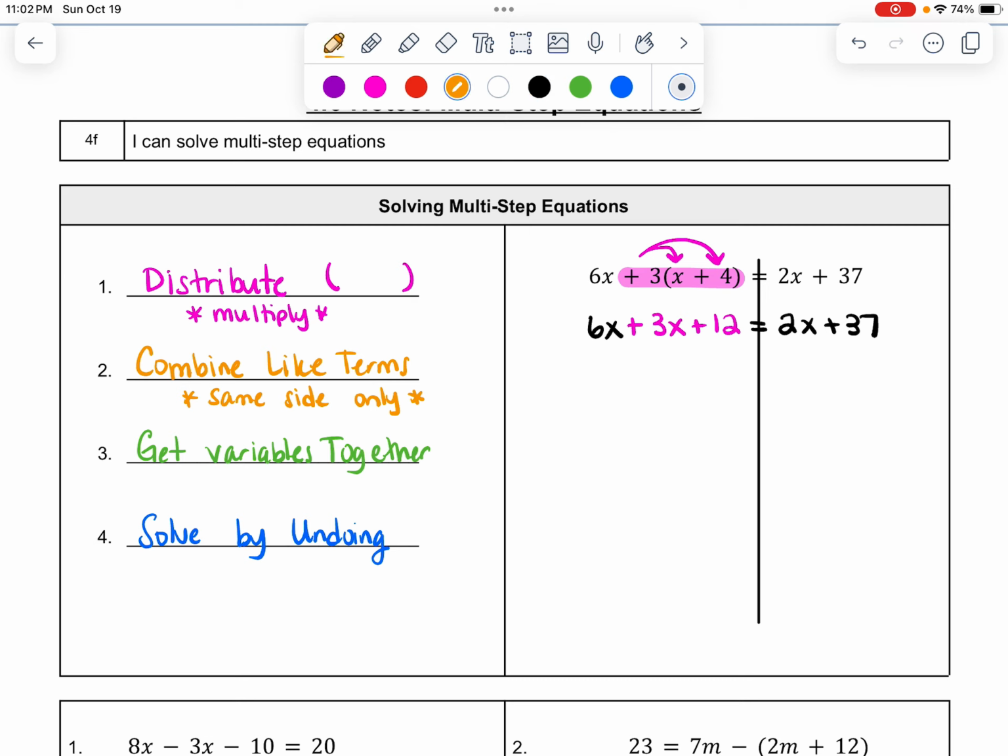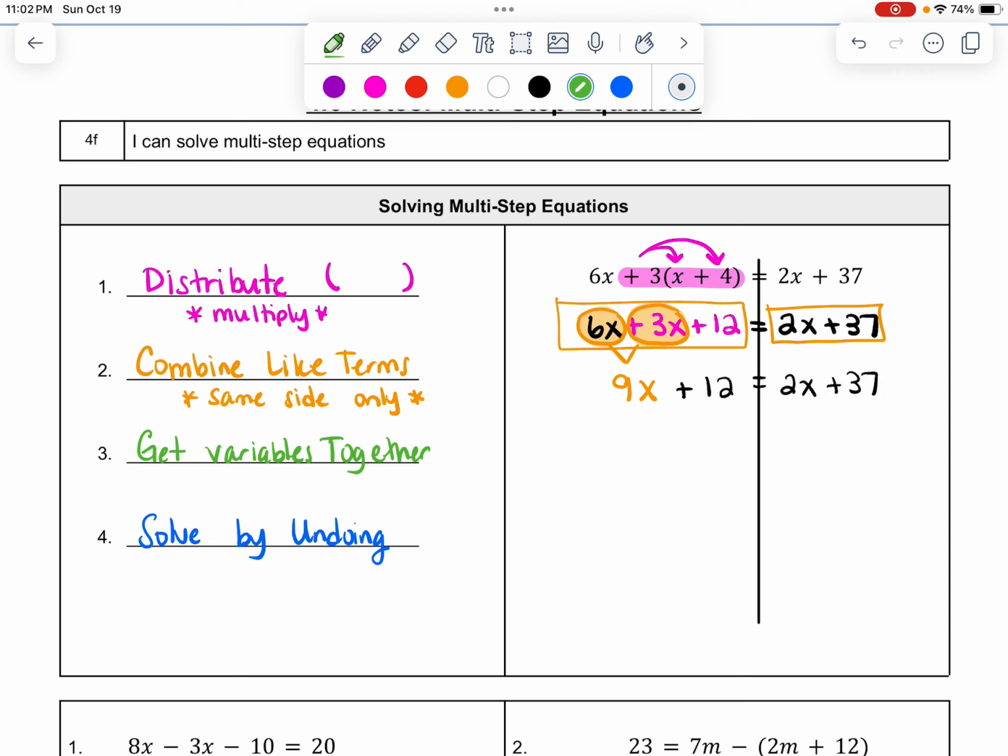Now I'm going to combine like terms, but only if they're on the same side. So first I'm going to look at the left side and ask myself, do I see any like terms on that side? And the answer is yes. The 6x and the 3x are like terms because they both have x's. So when I combine those, I get 9x, and then I'm just going to copy down the plus 12. Now on the right-hand side, there are no like terms to be combined. So I'm just going to copy everything down. 2x plus 37.